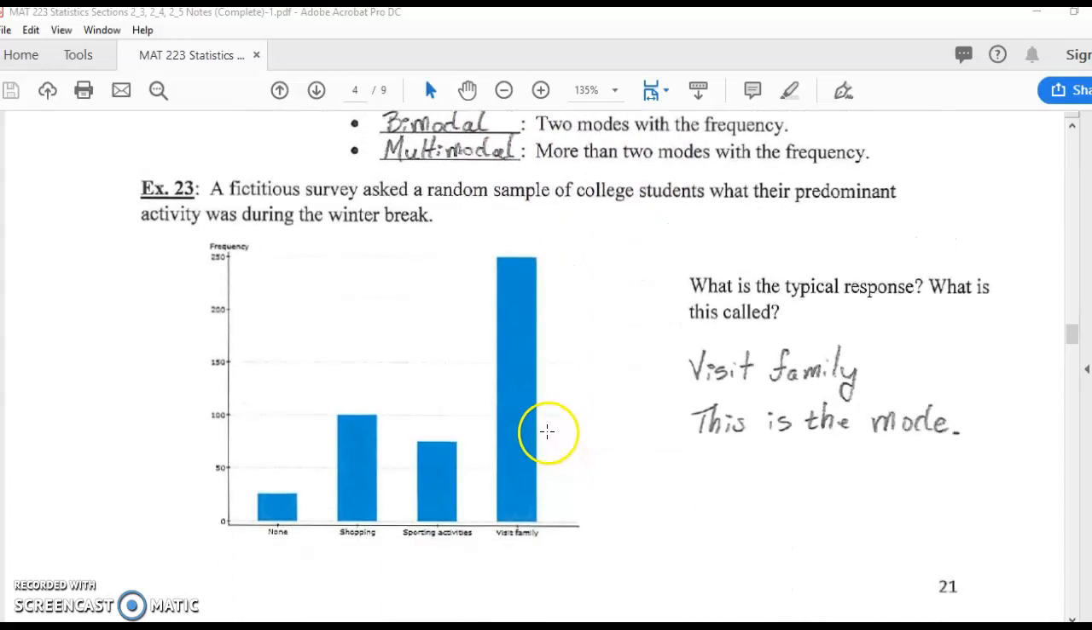So here's an example. We have a fictitious survey that asked a random sample of college students what their predominant activity was during the winter break. So we can see that some answered nothing, some answered shopping, some answered sporting activities, and some answered visit family. So what's the typical response? If somebody says, what's the typical response? That's another way of saying, what's the mode? So visit family is the tallest bar, and that then is the mode, which also indicates the typical, most likely response.